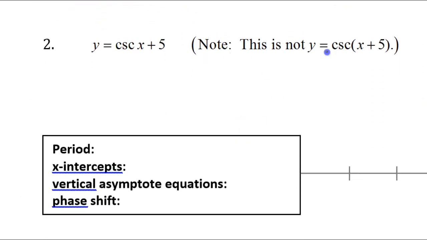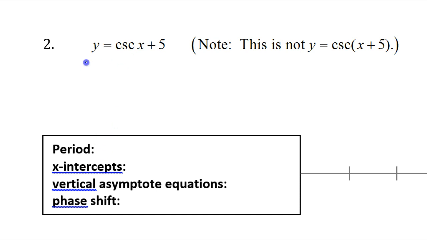Okay, note that this is not cosecant of x plus 5 in parentheses. That means that this is a k value. This is a vertical shift. And that looks like the only special thing that's happening here. There's no phase shift. There's no change in period.